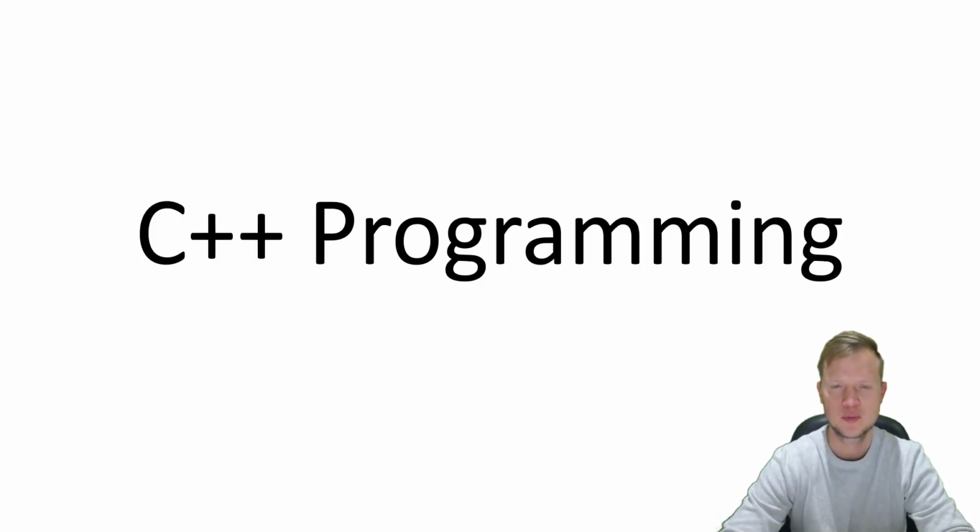Welcome to C++ programming. In today's lesson, we're going to talk about the this pointer. This pointer is commonly used to modify and manipulate private variables of an object. But why do we need it?